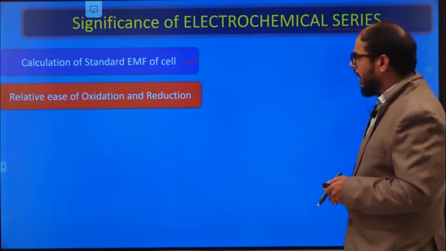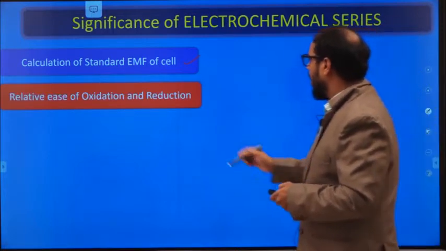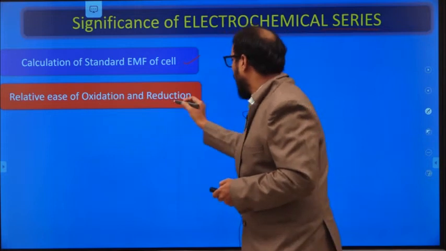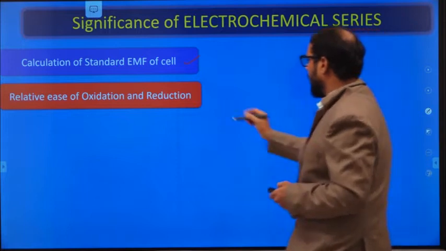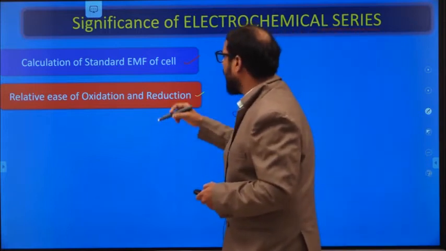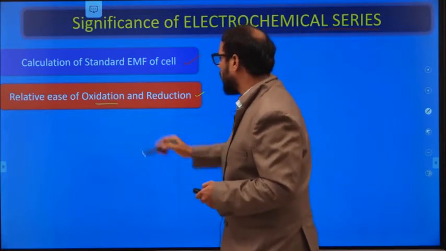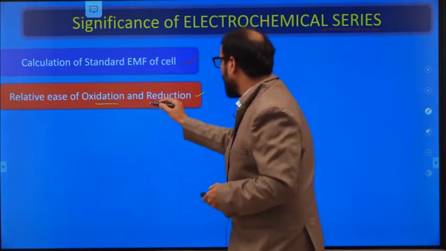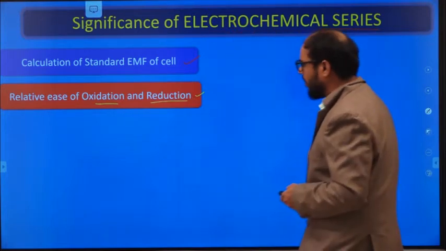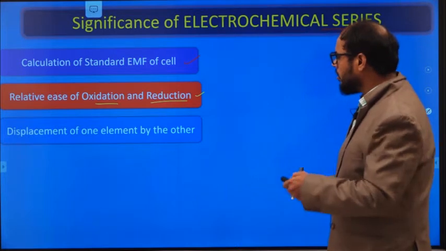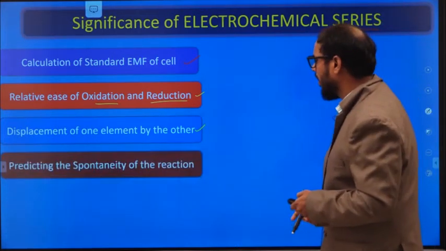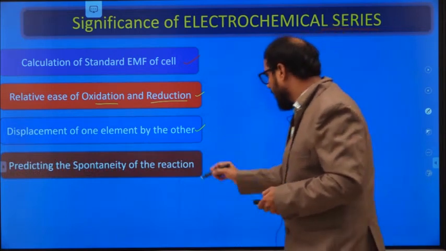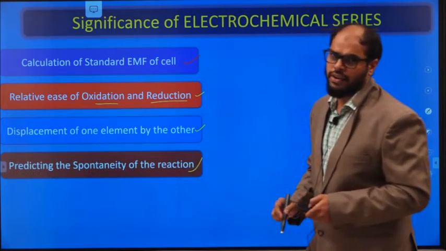Secondly, it also tells about the tendency of oxidation or reduction. So this series will tell which element has more tendency to undergo oxidation and which element has more tendency to undergo reduction. And it also tells about the displacement reaction of one metal over another metal. And we can also predict the spontaneity of a chemical reaction, okay.